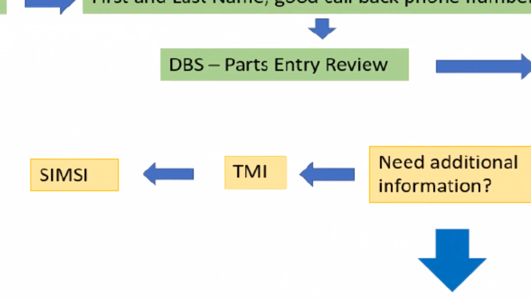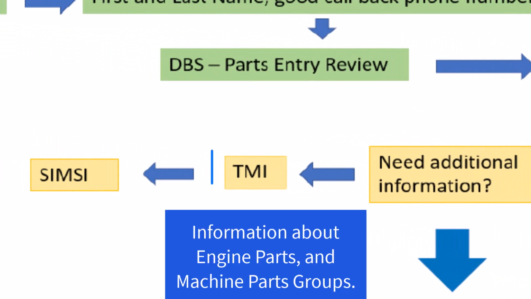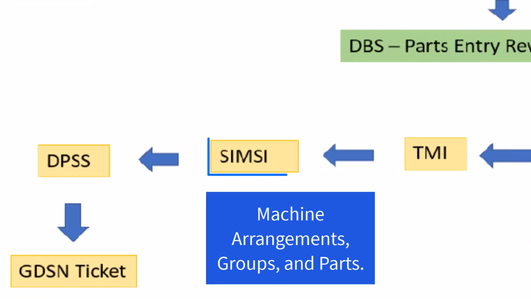When we need more information to help us clarify what parts go with the machine, there are two other CAT programs that we can use to research. The first program we can use is TMI. TMI can tell us information about all of the parts installed from the factory on the engine and parts that are included in specific parts groups on the machine. The second program is SIMSi, which will tell us all of the machine arrangement and parts groups that were installed on the machine at the factory.